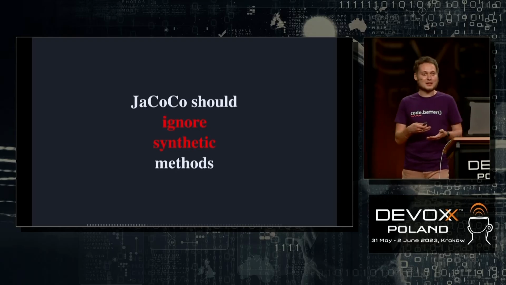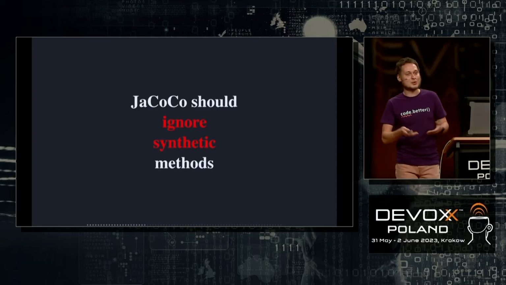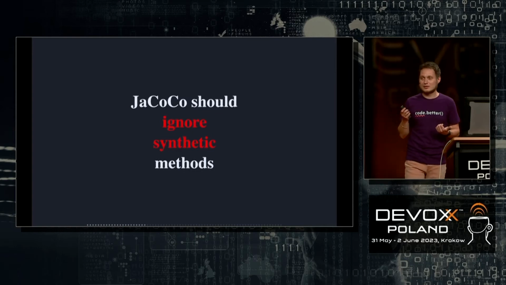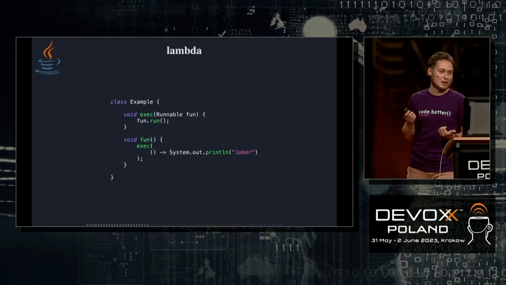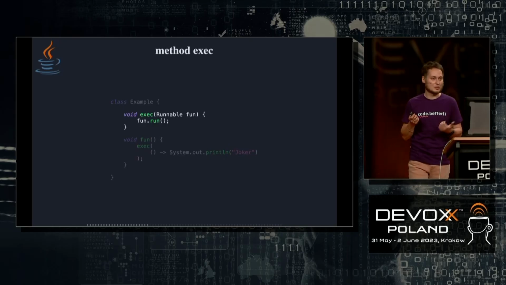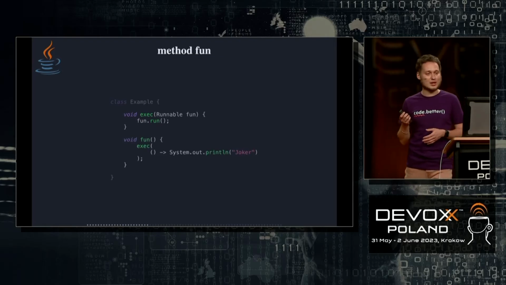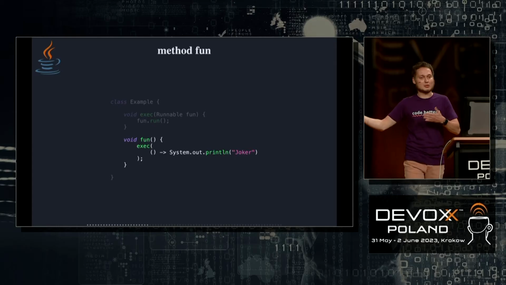We need to test not the generated code, but the generator. And well, OpenJDK developers, they test the Java compiler. Right? Are there any problems with this? Let's have a look. Lambdas. Simple example. We have a method exec, it accepts a Runnable, and it invokes this Runnable. We have a method fun. It invokes method exec, and it passes a lambda. And inside of this lambda, we have System.out.println and Joker.